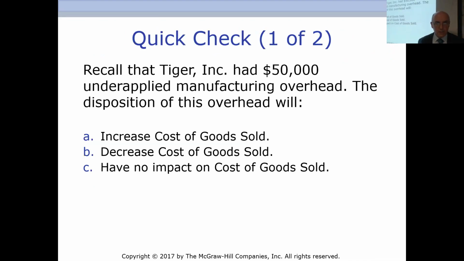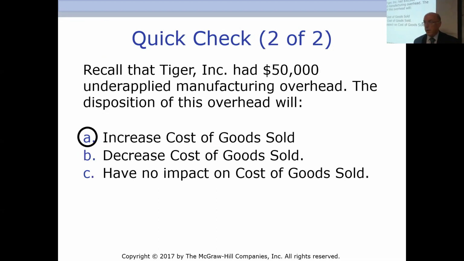Quick check. Recall that Tiger Inc. had $50,000 underapplied, meaning underestimated, manufacturing overhead. The disposition of this overhead will A, increase cost of goods sold, B, decrease cost of goods sold, or C, have no impact on cost of goods sold. What do you think? If they underestimated, what effect? A, it'll increase because they underestimated. They have to add 50,000 to that. So the answer is A. If they underestimated, it means they have to add something to cost of goods sold.